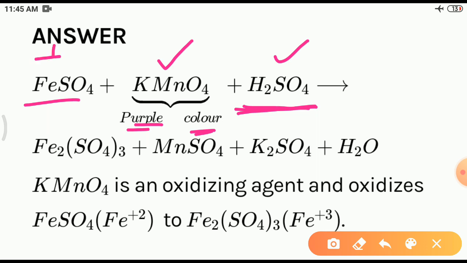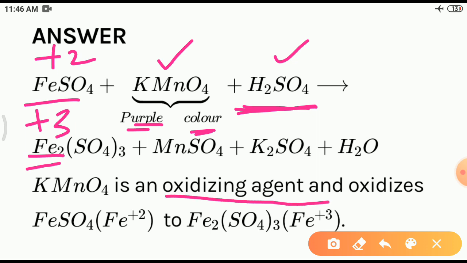Here, Fe is in the +2 oxidation state, and after the reaction Fe changes to the +3 oxidation state. It means the oxidation state is increased from Fe+2 to Fe+3. It means KMnO4 is an oxidizing agent and oxidizes ferrous sulfate, in which iron is Fe+2, to Fe2(SO4)3, ferric sulfate, in the Fe+3 oxidation state. So it is clear now that acidified potassium permanganate is an oxidizing agent.